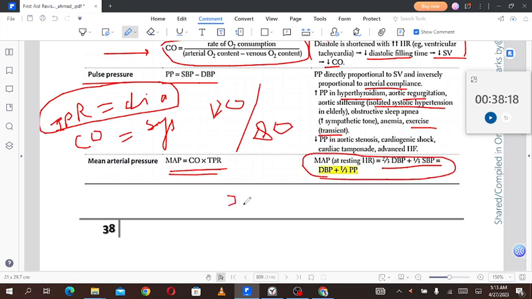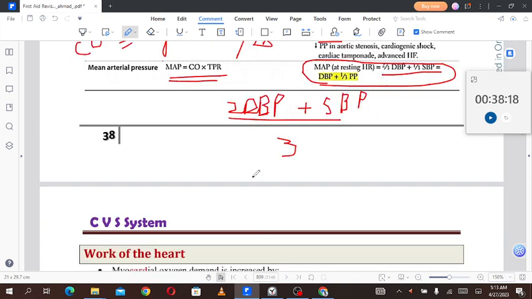You may also write it like 2 diastolic blood pressure plus systolic blood pressure divided by 3, which gives us the mean arterial pressure, and that is also equivalent to the diastolic blood pressure plus 1/3 of the pulse pressure.